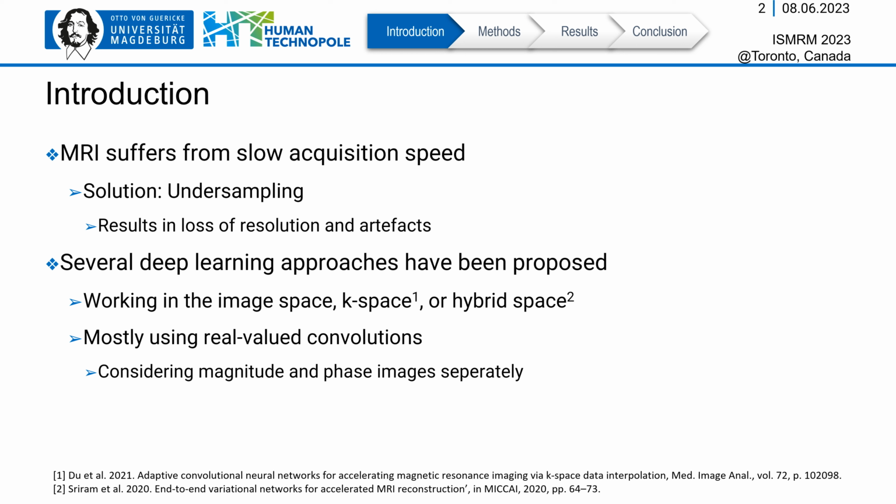However, most of these approaches treat complex-valued input as two separate real-valued data by splitting the complex data into real and imaginary parts and concatenating them on the channel dimension, discarding the rich algebraic structure of the complex data. This research proposes complex-valued neural networks to perform undersampled MRI reconstruction in hybrid space.